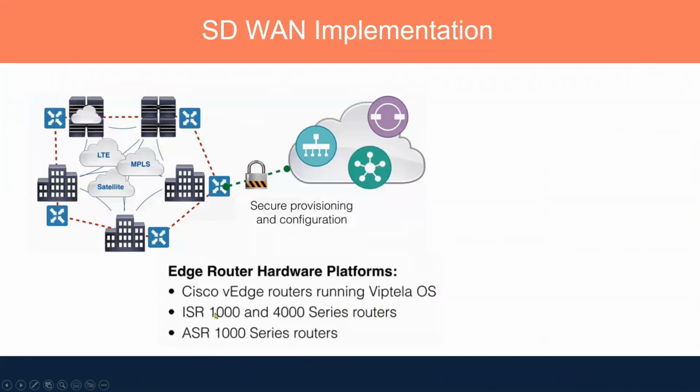And yes, that can be used as an edge router. So if you are selecting an edge router for Cisco Viptela, the recommendation is to go with the ISR or ASR or 4000 series of router. So that's what SD-WAN is.